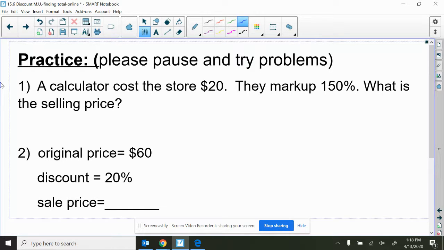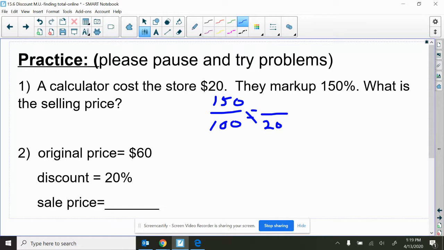Okay. All right. So calculator costs the store $20. They mark it up 150%. So for 150%, that seems like a really big percentage. But for a lot of items, depending on the category, stores will mark up either that much or even more for some items. And we know that 20 is the original price, so the 20 goes on the bottom. So I could use cross products. I'll use cross products this time.